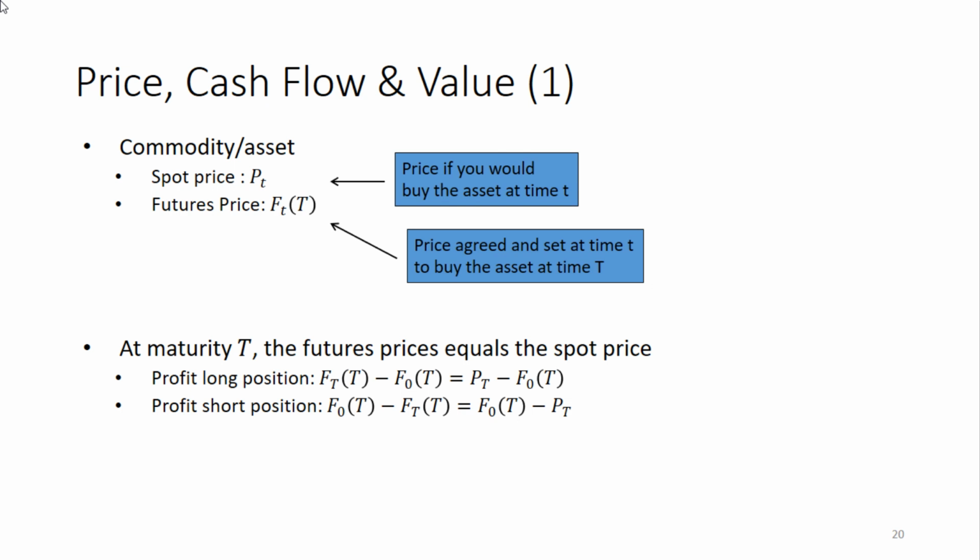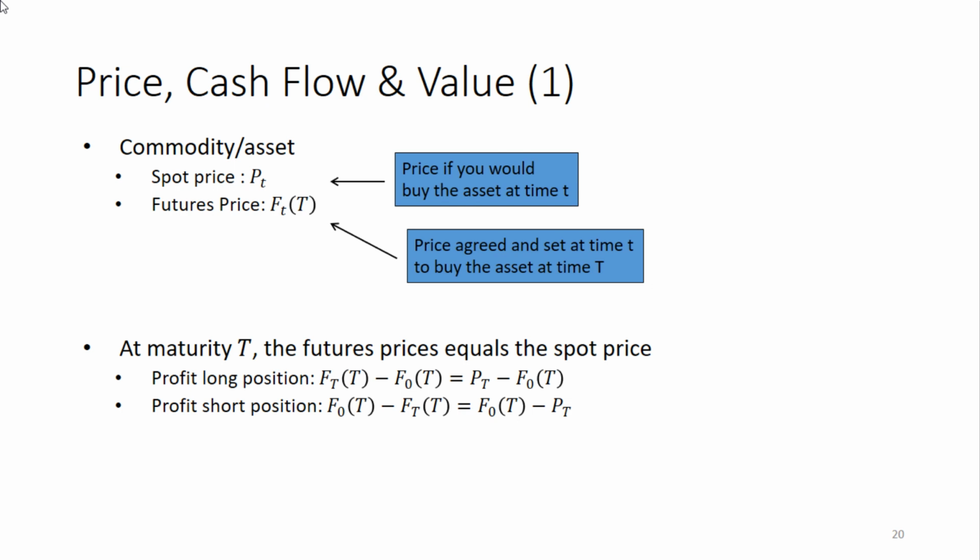To begin with, if we look at a commodity or an asset, there's a distinction between the spot price of the asset and the futures price. So we are today at time small t, and the spot price is denoted with Pt, and that's the price that prevails for the asset today. That's the price if you would buy the asset today at time t.